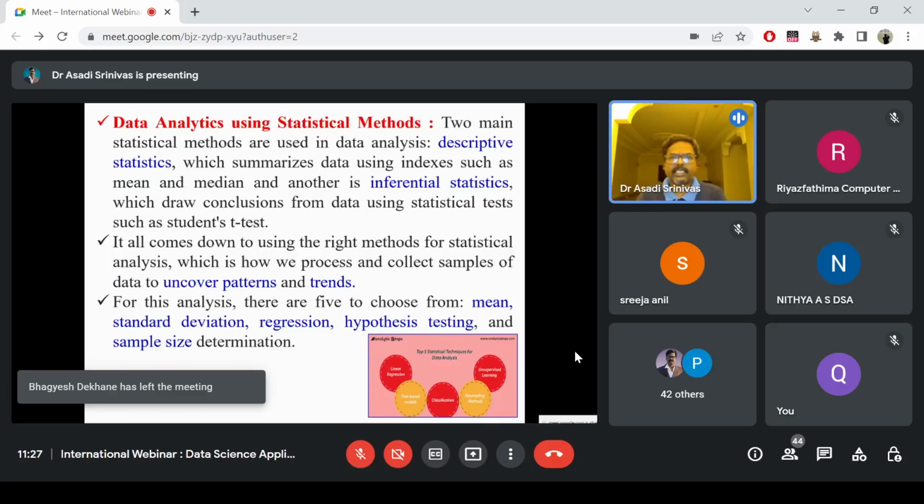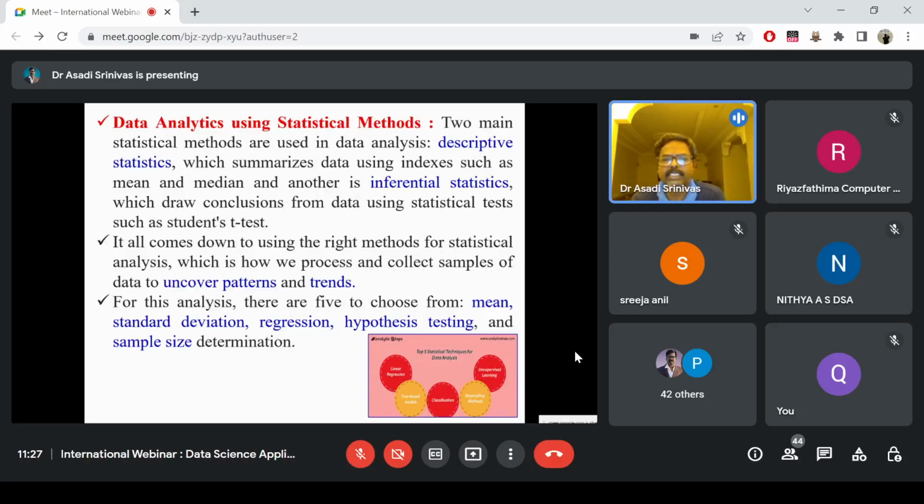So data analytics using statistical methods, by using mean, standard deviation, regression, hypothesis testing, and sample size. We are using linear regression, nonlinear regression, logistic regression, and unsupervised learning techniques, resampling methods, classification techniques, tree-based models.